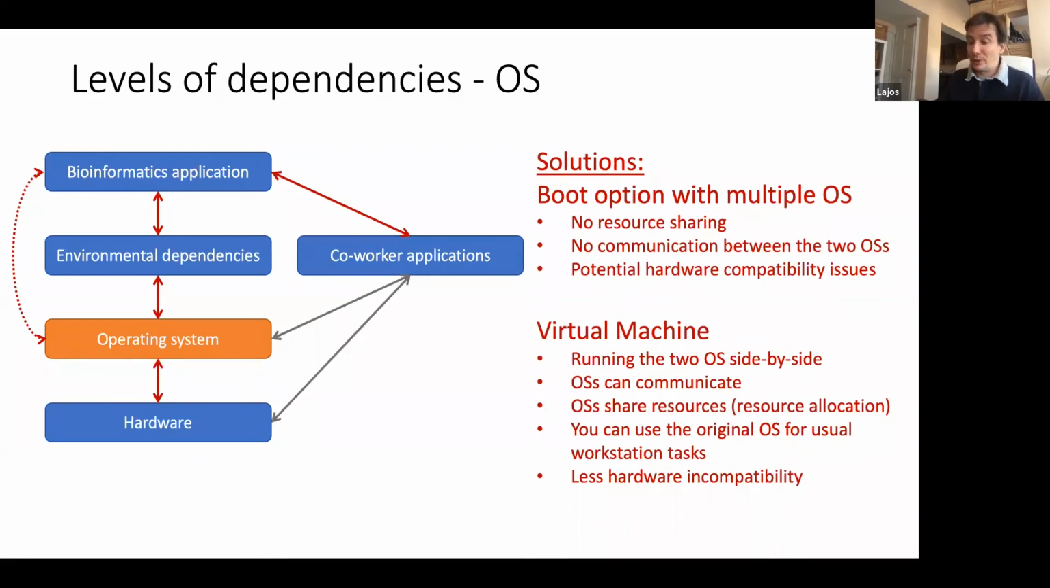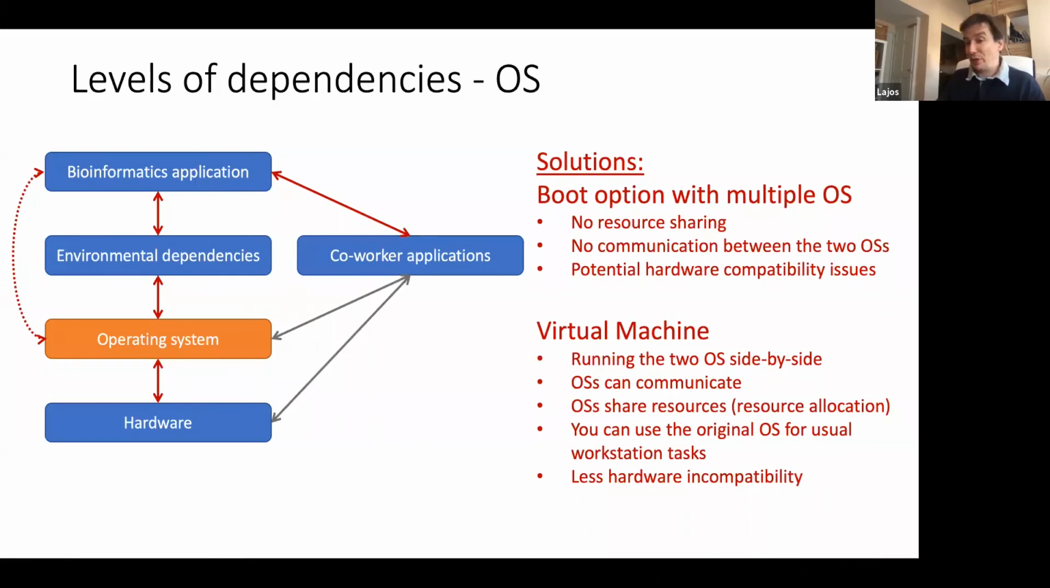So if you need all the CPUs, if you need all the memory for your Linux application, then it's not good to have a Windows 10 in the background using 2 GB of RAM, using a lot of CPU. This has to be kept in mind.